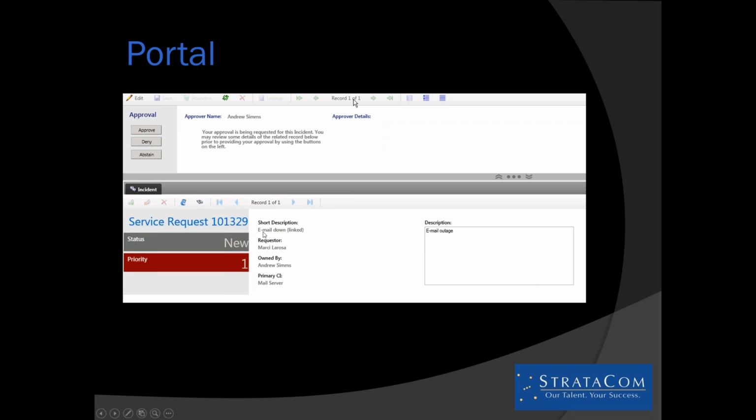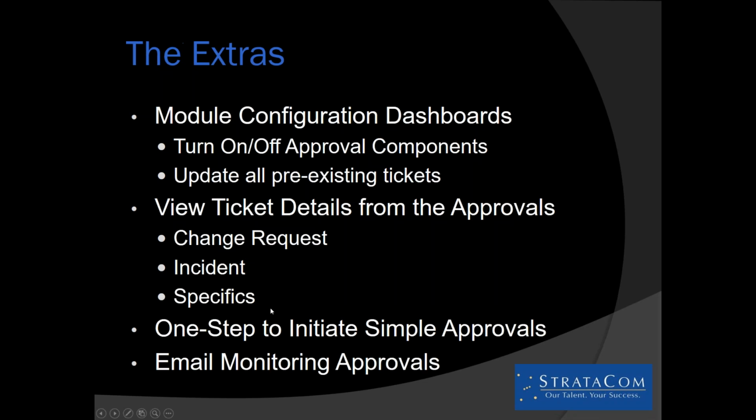What I have also done for some of my clients is add a relationship from approval to the specifics of the ticket. So what you could also have here is the details for the incident, and you could also have a tab for the specifics and allow the customer to not only see what requests they're managing, but also what the details of that request were. That can be very important.